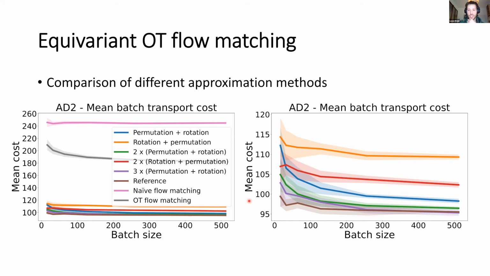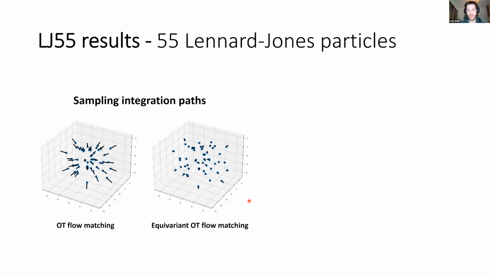Then let's have a look at some results. First, again, this Lennard-Jones system, but now with a lot more particles, in this case 55. We picked 13 initially because the global minimum is a nice icosahedron with one particle in the middle. With 55 particles, we get another icosahedron layer around it for the global minimum. And you can see here integration paths for trained Boltzmann generators. On the left, it's with OT flow matching, and on the right is with our equivariant optimal transport flow matching.